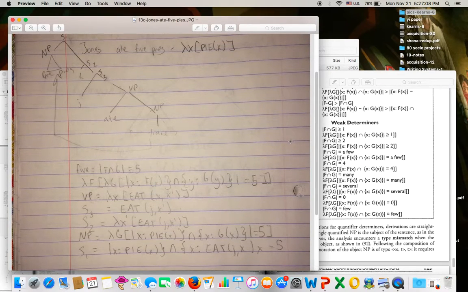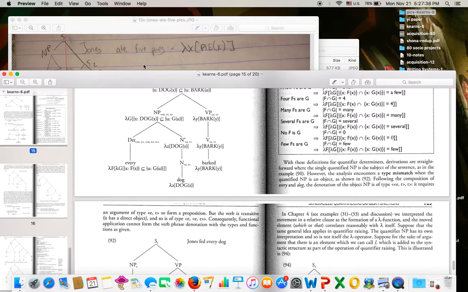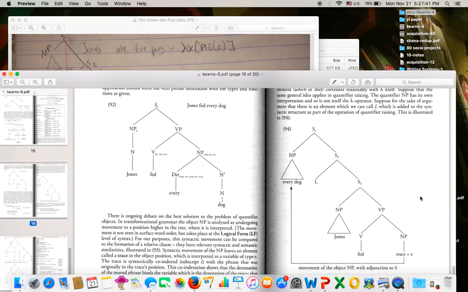So something that's important though, and this is gone over in the book, is when this object NP of 5 pies moves out of its base position and into the sentence initial position, it leaves a trace behind, so it's not like it's entirely vanished. The syntax is still aware that there is some sort of object expression that started out here as a complement to the verb eat, okay? So this example that I did, Jones ate 5 pies, is based off of how Kearns ran through Jones fed every dog, and these are obviously similar sentences in that they have a NP with a generalized quantifier in object position.